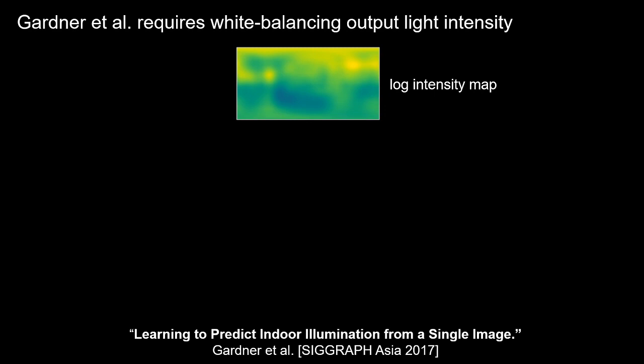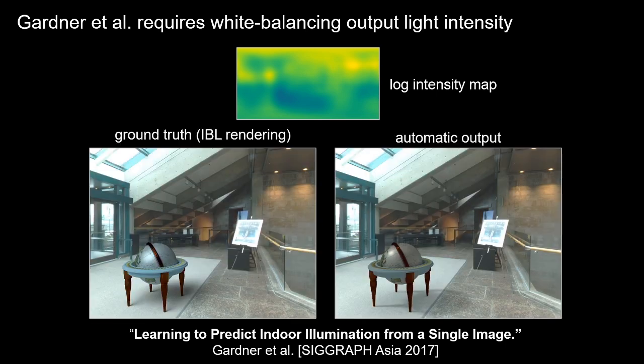Additionally, their output HDR intensity map is a single channel image, and so they white balance it based on the average color of the input. And this can lead to color rendition errors, as you can see here for the rendered globe, which is more bluish in the ground truth rendering.